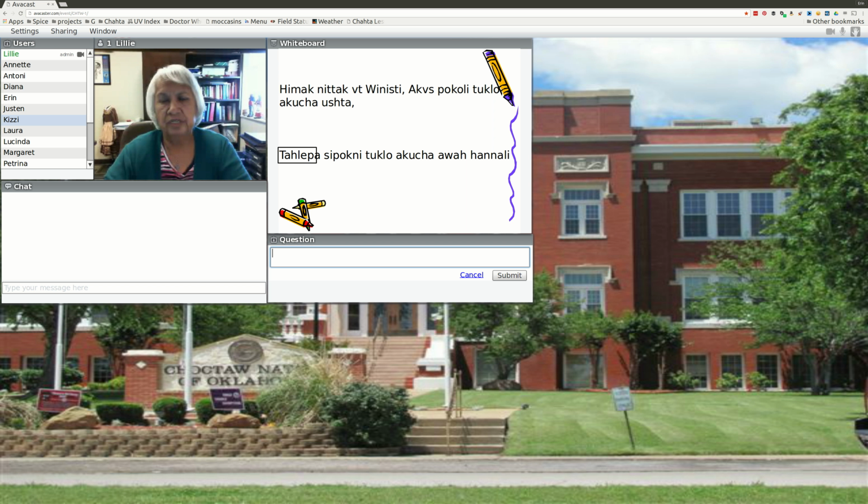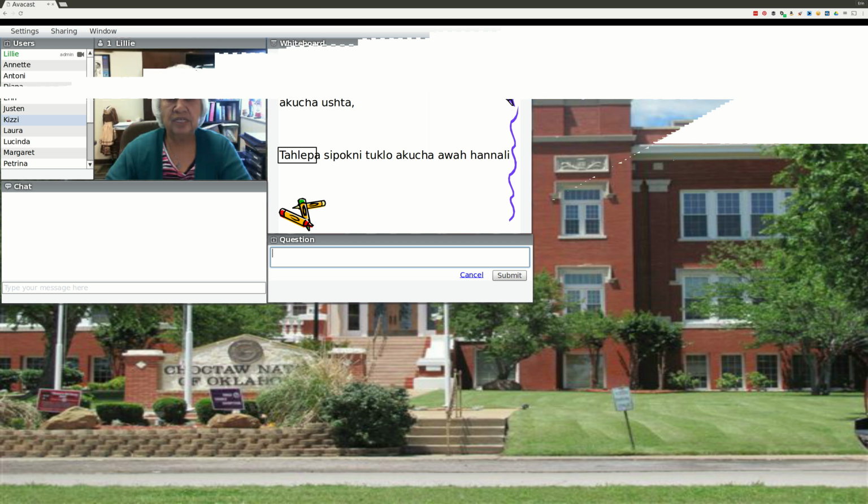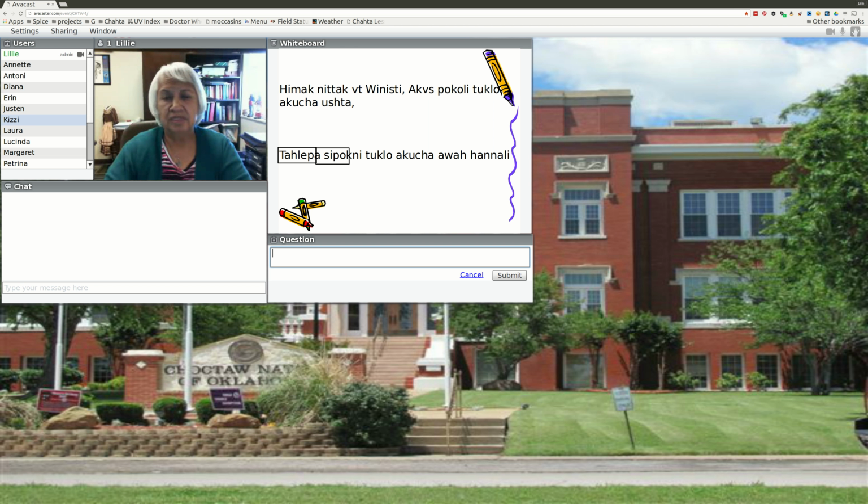The first word in the year stands for 100. The first word for year is 100, or it's 800, not 100. 800. The second word means old. So when we combine these two words, Taslipa sipokni, that tells us 1,000.